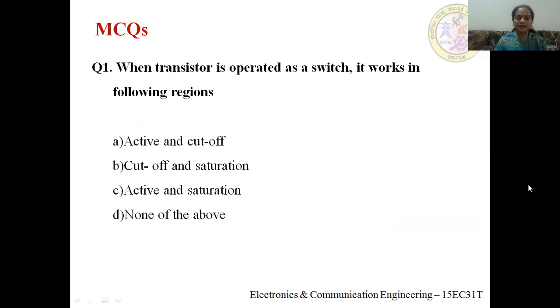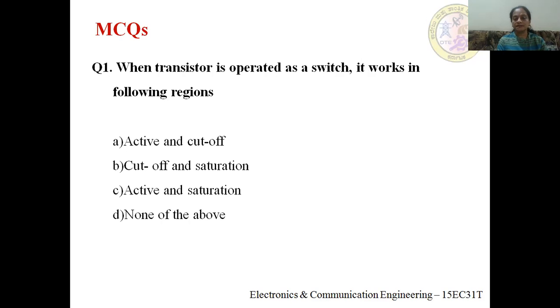This completes the topic. What we covered is that a transistor can be used as a switch. So here comes the first question. When a transistor is operated as a switch, it works in which of the following regions? There are regions of operation I have already explained: active, saturation, and cutoff. In active mode, current flows always. In cutoff, no current flows. And in saturation, maximum collector current flows.